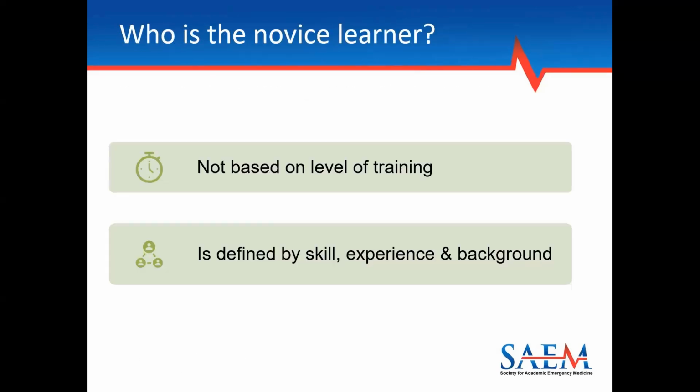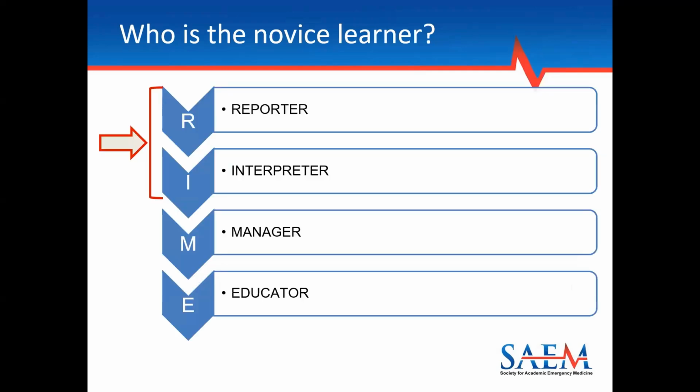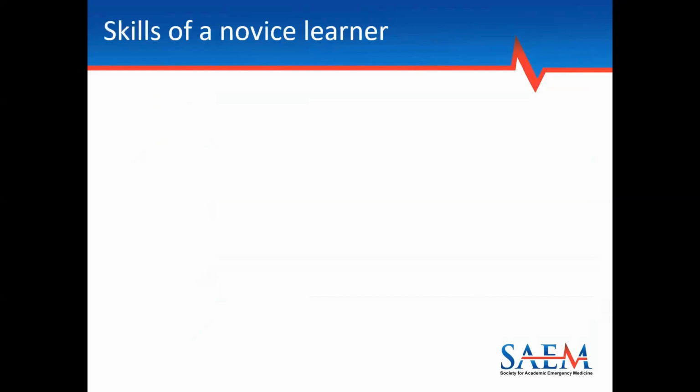First off, this is not based on the level of training of the learner we're talking about, and it's not based just on the time that they've been in training. It's really defined based on their skill, their experience, and the background that they bring to the teaching experience. As a reminder, the novice learner is going to be someone who's in the reporter or interpreter sections of the RIME mnemonic. And this is really somebody who's kind of still figuring out how to take information and develop it. And we'll talk a little bit more about what these level learners can do on the next slide.